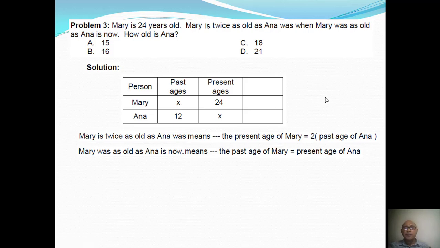So, we can now form the equation. To form the equation here, we will not compare ages, but we will make use of the number of years from past to present. So, from x to 24, we have here the number of years. That is also equal to the number of years from 12 to x. So, we have here the equation, 24 minus x is equal to x minus 12. And then we can solve for x, that is equal to 18. Okay?